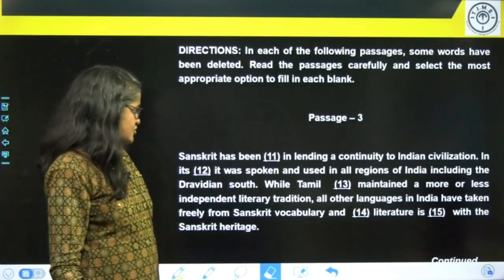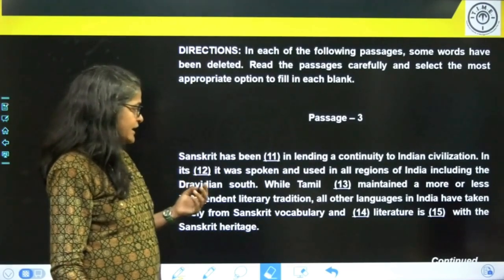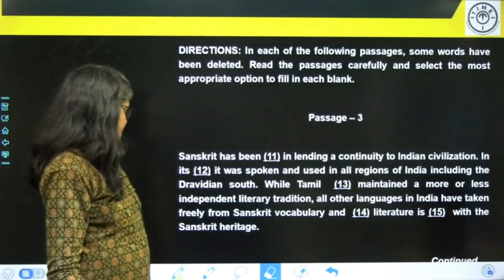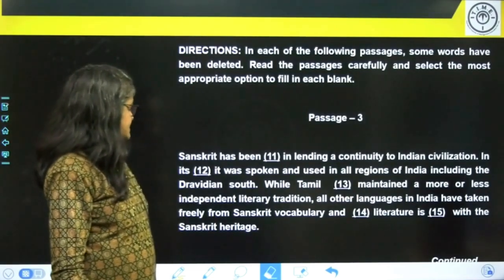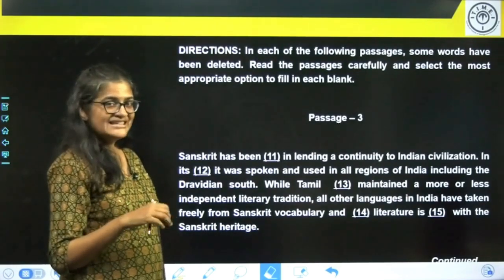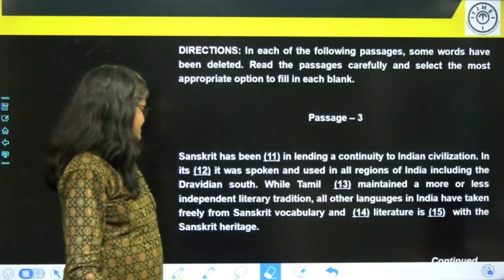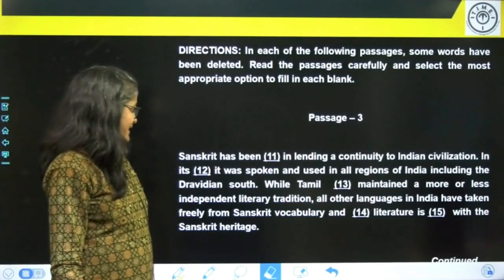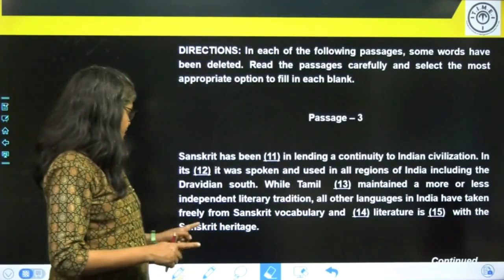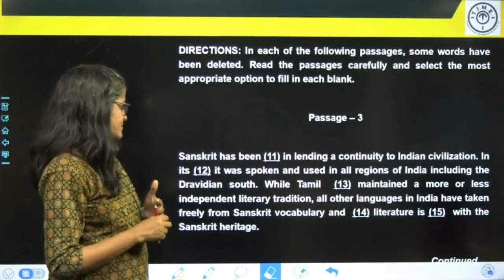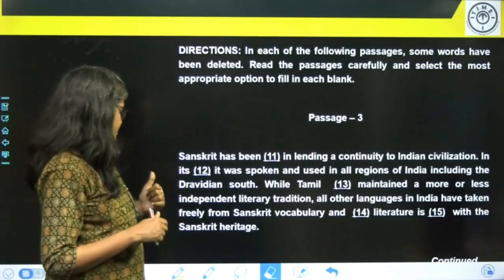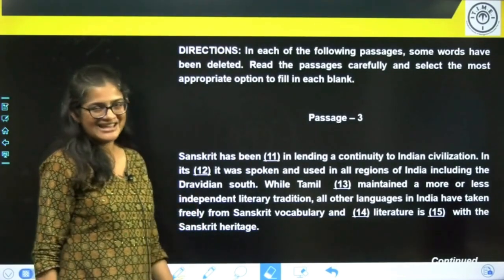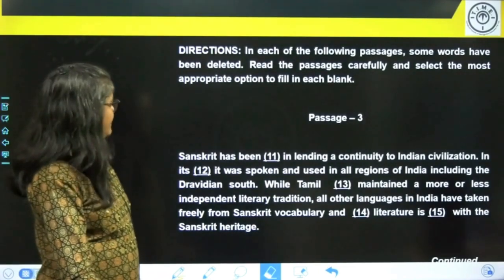Sanskrit has been dash in lending a continuity, has been instrumental, maybe something with that meaning, to Indian civilization. In its dash, it was spoken in its heydays, in its initial days. It was spoken and used in all regions of India, including the Dravidian South. While Tamil dash maintained a more or less independent literary tradition, all other languages in India have taken freely from Sanskrit vocabulary, and dash literature is dash with the Sanskrit heritage. Okay, lot of blanks here.